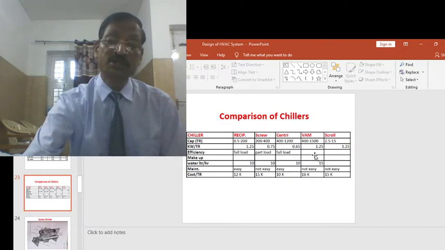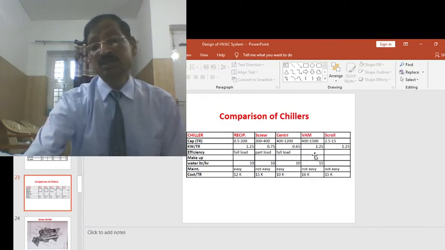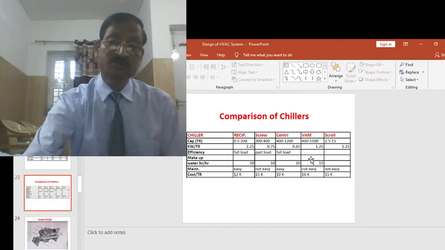VAM is normally used if waste heat is available. Suppose for any industry or any boiler, if waste heat is available, then a vapor absorption machine is quite good. Scroll compressor, if the load is from 2.5 to 15 ton. This is the power consumption: for reciprocating 1.25 kilowatt per ton, for screw 0.75, for centrifugal 0.65, for VAM 1.25, and for scroll 1.25. Efficiency: full load efficiency is better in reciprocating, screw can work at part load efficiency, and centrifugal full load efficiency is better.